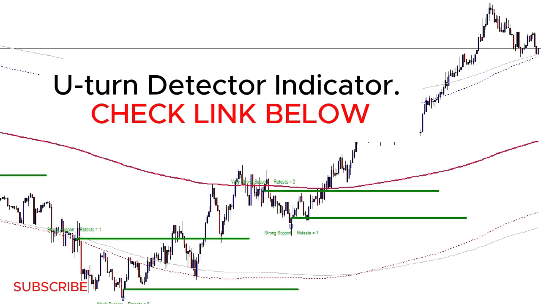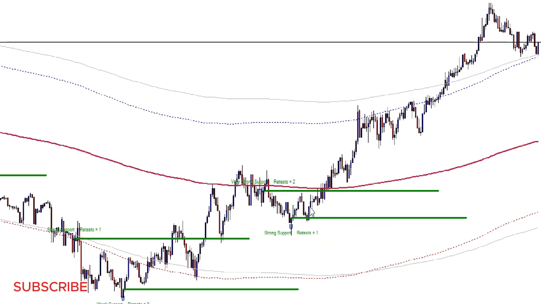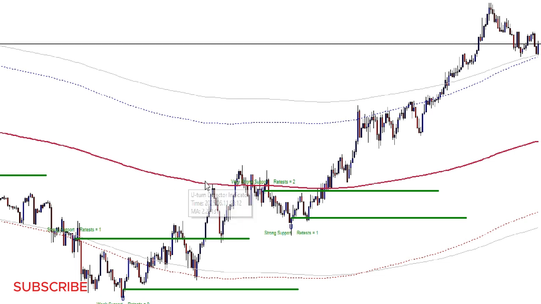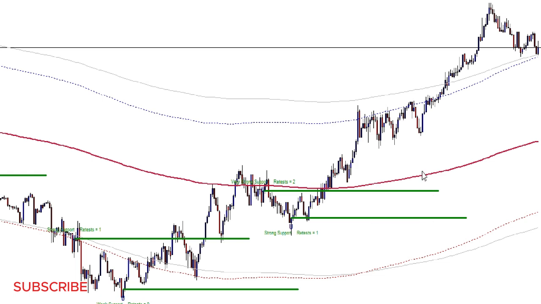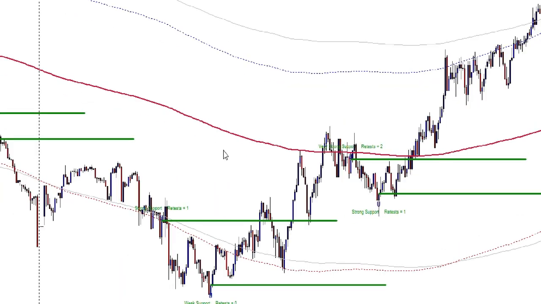So this envelope, we are going to be using it for targeting our profit. Let's say you enter the trade here, the profit goes here at the upper lines. Also, if you enter a sell trade near this middle red line, or the moving average, then you put your take profit near these lower envelope lines. That's how we're going to be using this.